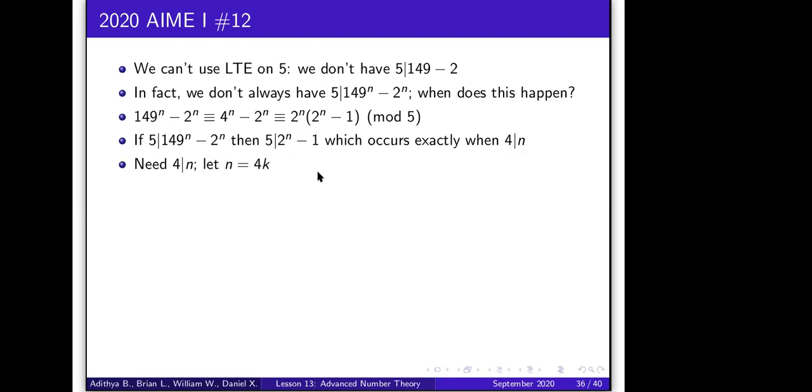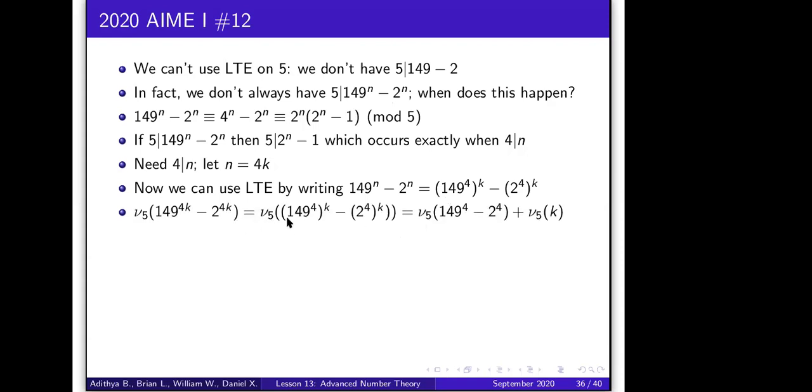So let's set n equals 4 times k, where k is a positive integer. Well, we don't just want 5 dividing the difference. We want 5 to the 5th to divide the difference. So let's use LTE. We can get the restriction that 5 has to divide a minus b by writing the difference of powers like so. It's a difference of the kth powers of 149 to the 4th and 2 to the 4th.